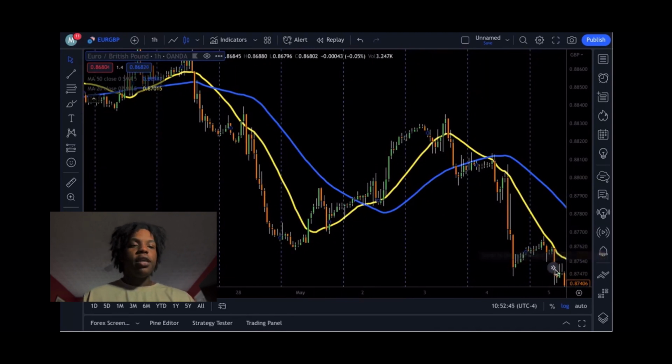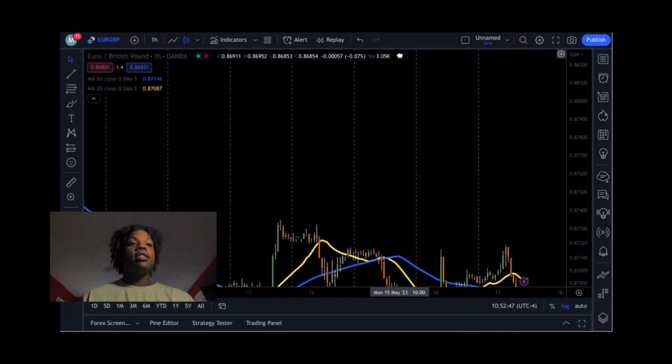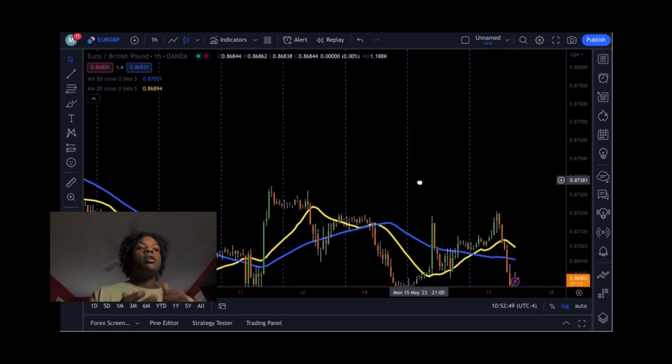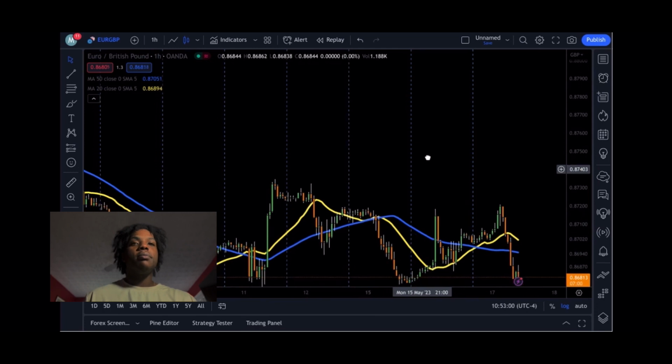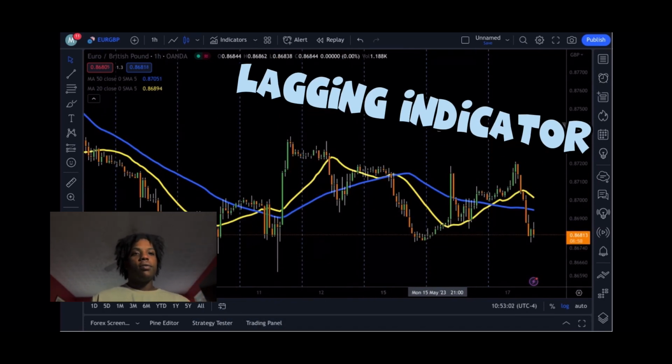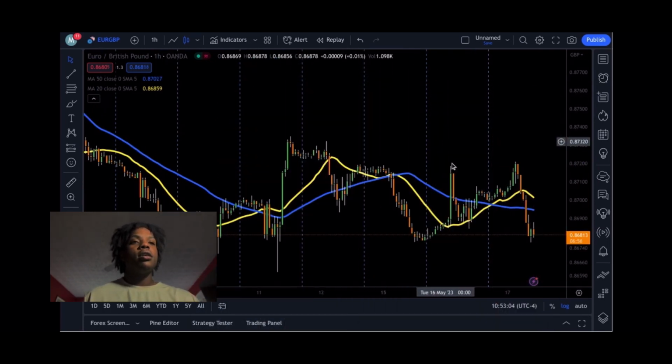So we're going to want to make sure we are paying attention to what these lines are doing, but you got to be careful, guys, because the markets will fake you out. And the thing about the SMAs, guys, they're a really good indicator, but the SMA is a lagging indicator, right? What that means is it reacts to price, but not right away. It only reacts to price right after price does what it does.